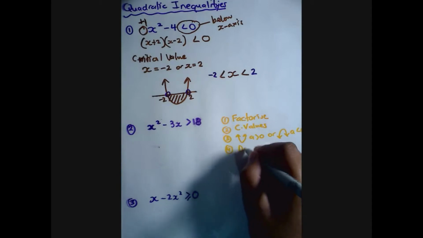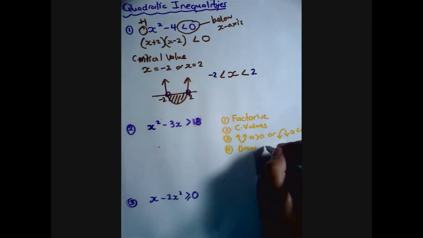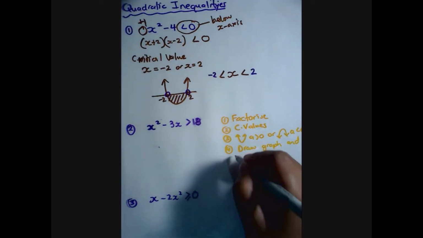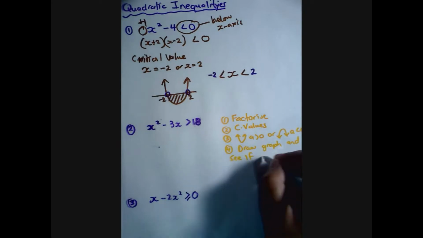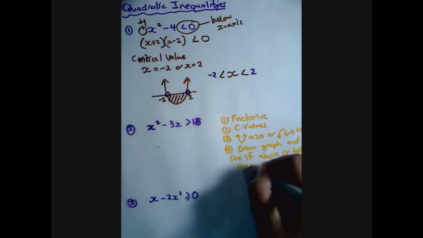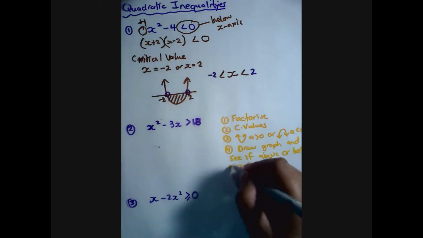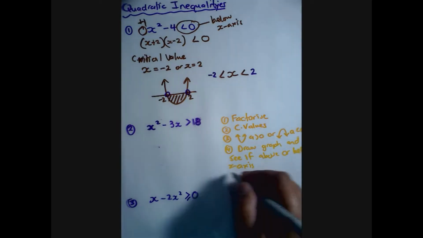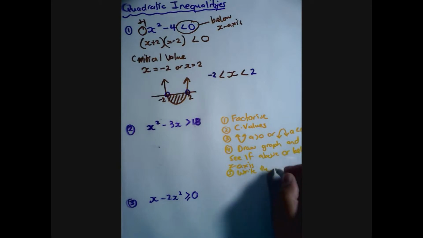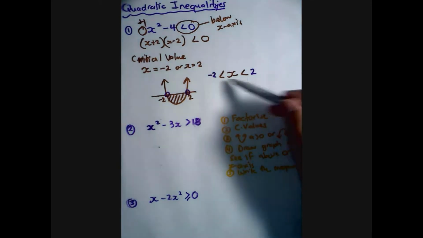And then number 4, you draw the graph and see if it is above or below the x-axis. And finally, you write the inequality. So this is called an inequality.